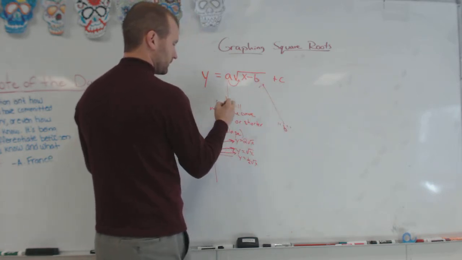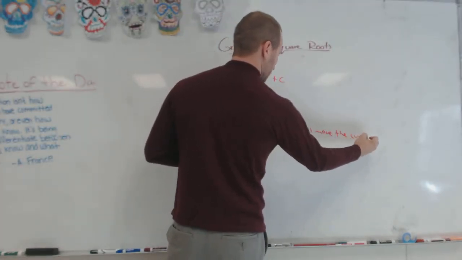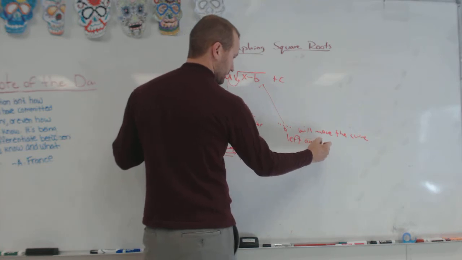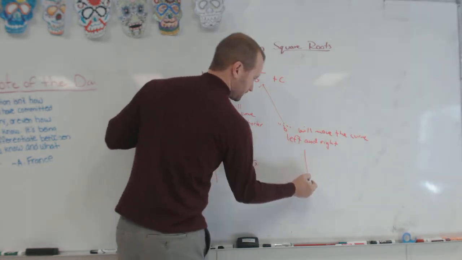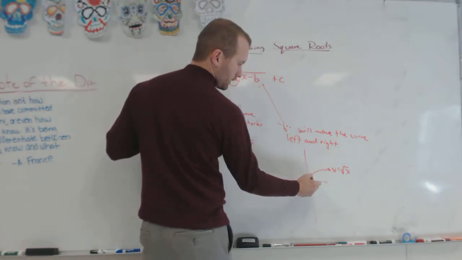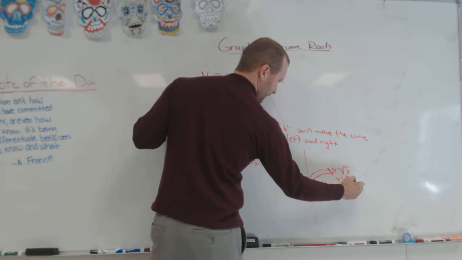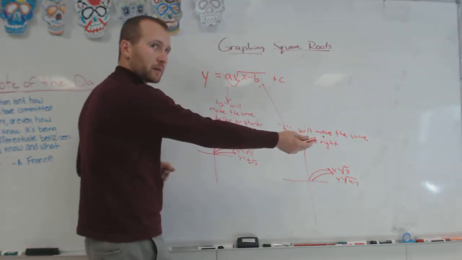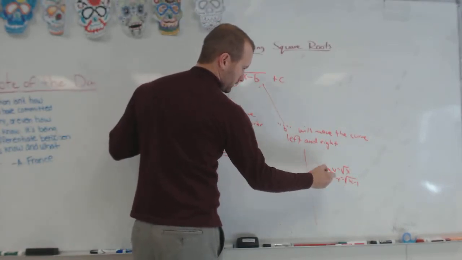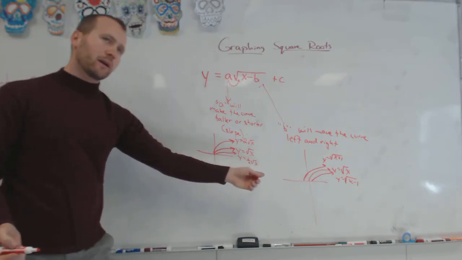B will move the curve left and right. So this is y equals the square root of x. This is going to be y equals the square root of x minus 1. Moved over that way 1. So it's reversed. And this over here, this is y equals the square root of x. So moved over that way.